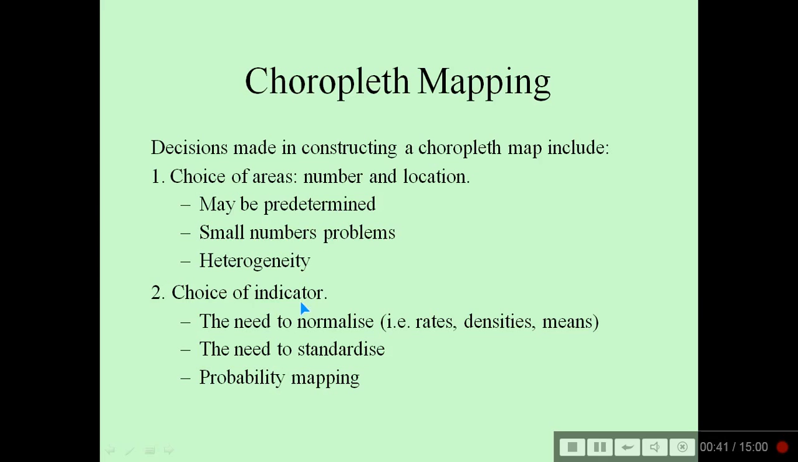choice of indicators. Choice of areas are numbers and location that may be predetermined in a small number of problems, and heterogeneity. And choice of indicator, which includes the need to normalize, that is the rate, density or means, and the need to standardize and probability mapping.